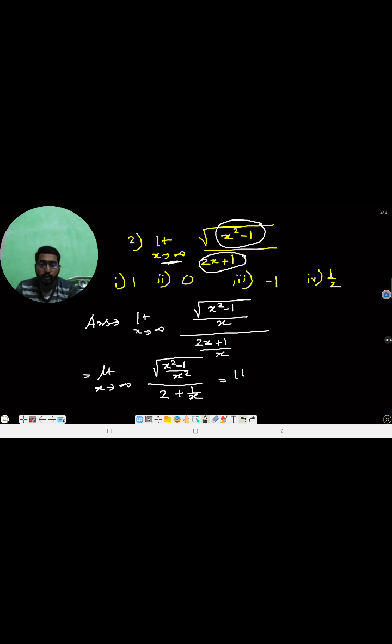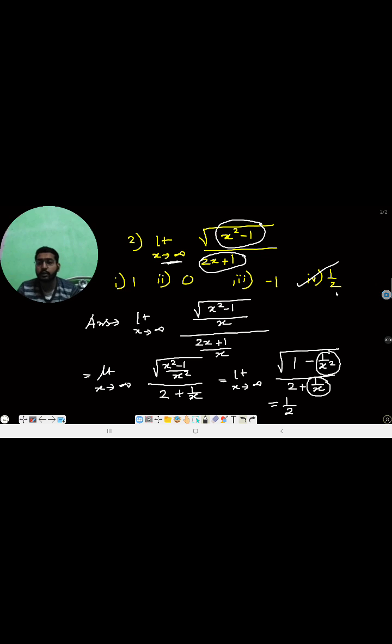So here, limit x tends to infinity, root of, now again x square by x square, if I separate, that will become 1, and that will be 1 by x square, and here also it will be 2 plus 1 by x. Now if I put x equals to infinity, 1 by infinity will become 0, and here also that part will become 0, so it will be half again. So the answer will be half. That means option 4 is the correct option.